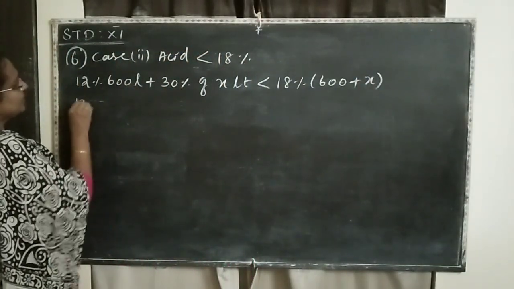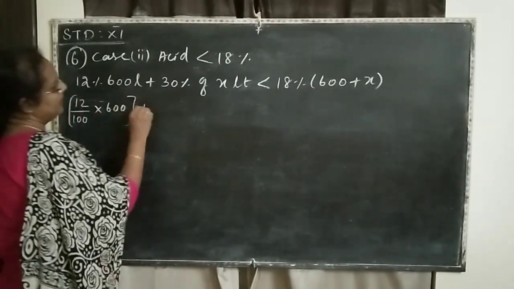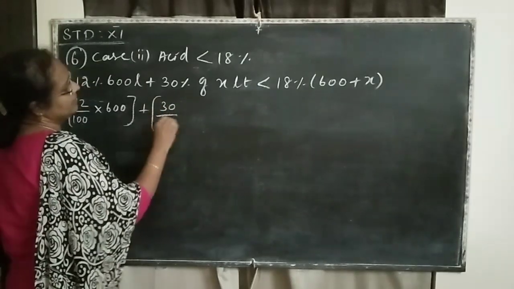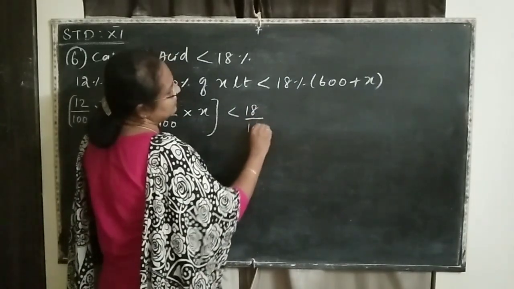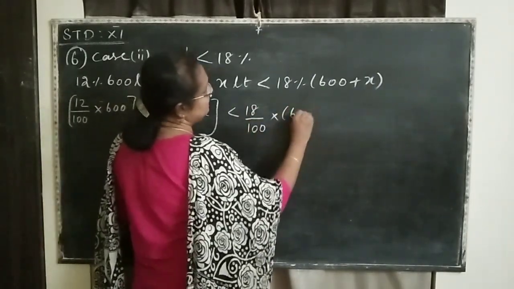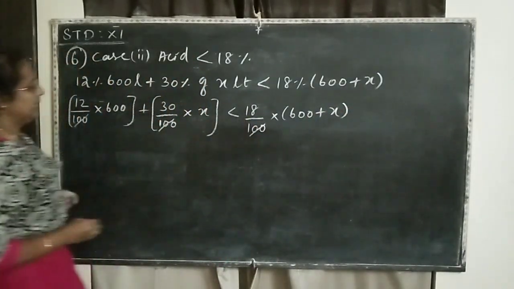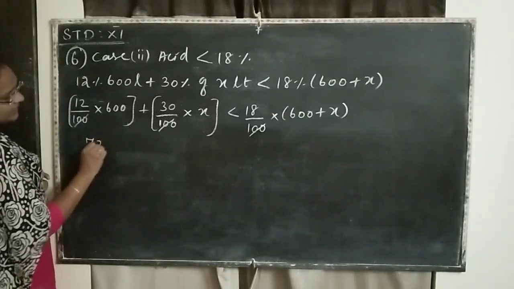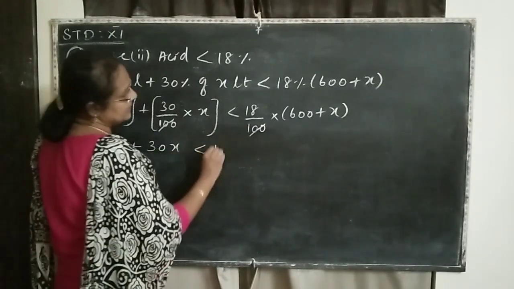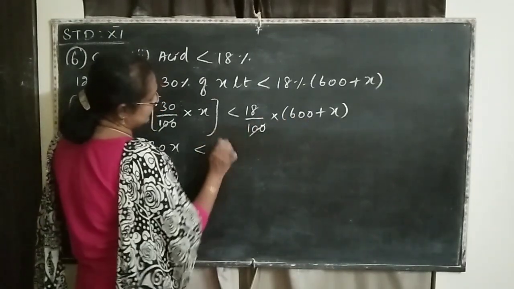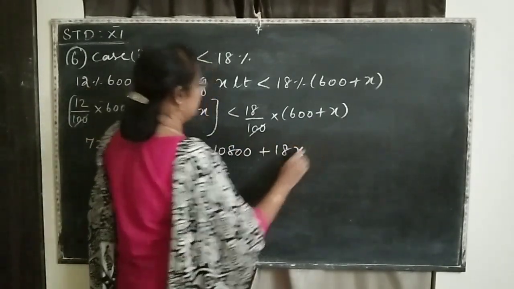Okay, so the same way, 12 by 100 into 600, plus 30 divided by 100 into x, less than 18 divided by 100 into 600 plus x. Okay, now shall we cancel out this 100? Yes. Okay, now the next simplification is 7200 plus 30x strictly less than 18. Now look into this, 6 8s are, so it is 10,800 plus 18x. Yes or no?